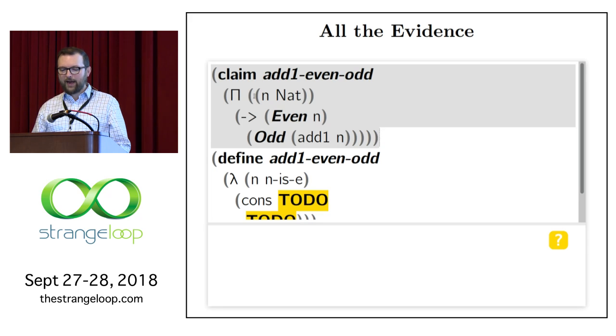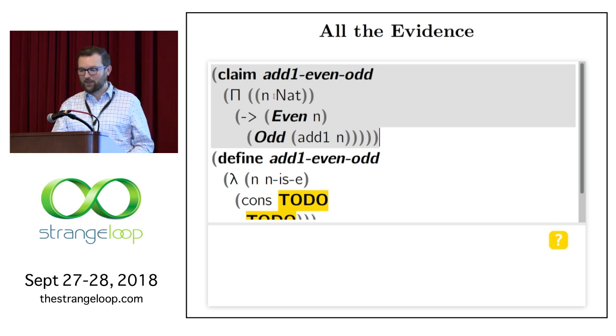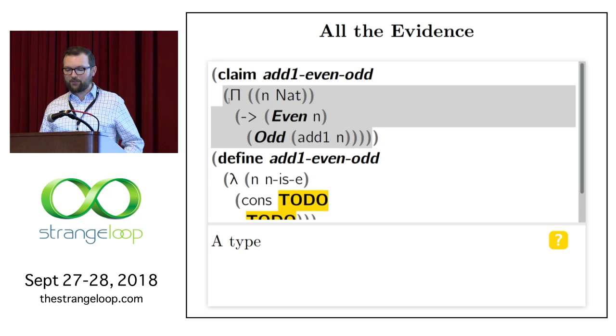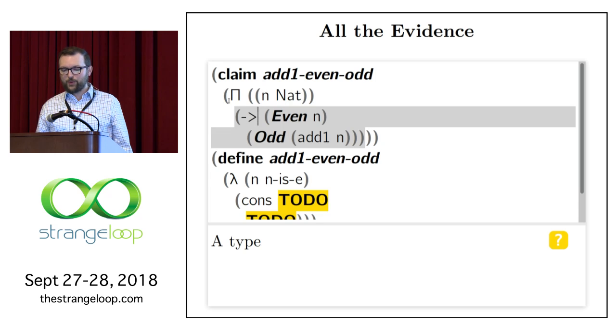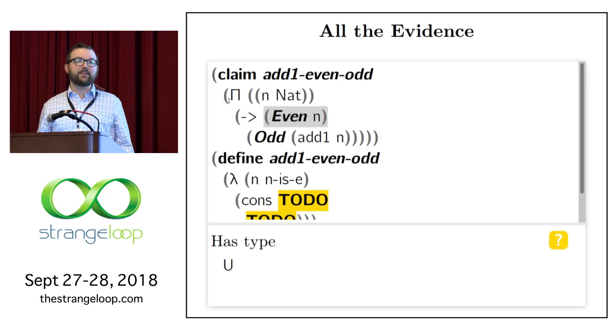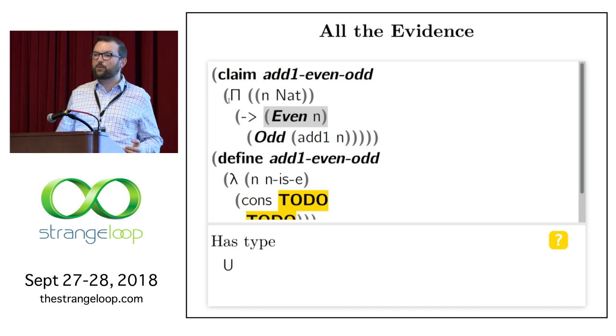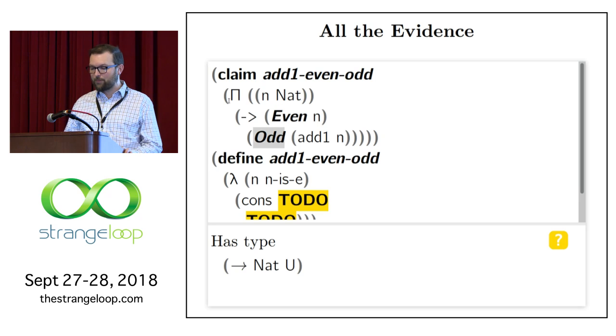So we can say pi n in nat. That is a type that describes functions that take an argument which is a nat. But then we name that argument, and then we can use the argument itself in the rest of the type. So this type describes functions where we give them some nat that we call n, and then we give them furthermore evidence that whatever n it was is even, and it'll give us back evidence that add 1 of that n is odd.